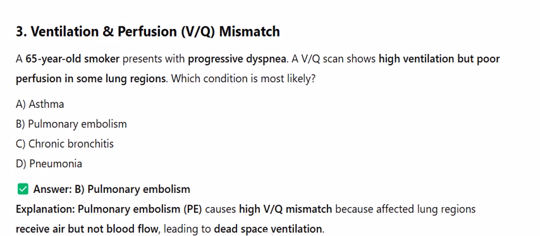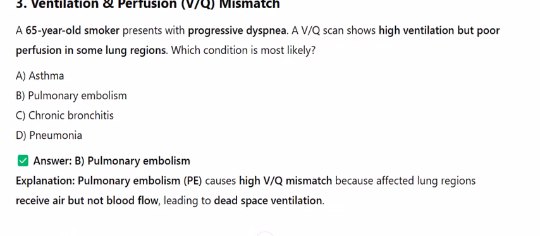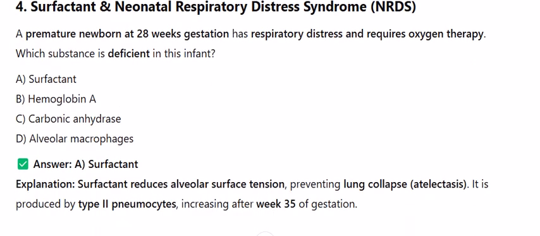Explanation. Pulmonary embolism (PE) causes high VQ mismatch because affected lung regions receive air but not blood flow, leading to dead space ventilation. 4. Surfactant and neonatal respiratory distress syndrome (NRDS). A premature newborn at 28 weeks gestation has respiratory distress and requires oxygen therapy. Which substance is deficient in this infant? A. Surfactant, B. Hemoglobin, C. Carbonic anhydrase, D. Alveolar macrophages. Answer: A. Surfactant.